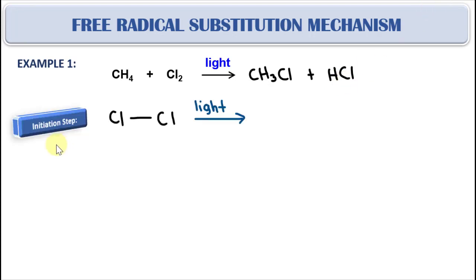The initiation step involves the homolytic cleavage of halogen molecules by the presence of light or heat as the source of energy to form the free radicals. The sigma bond in the chlorine molecule will break symmetrically and each chlorine atom will get one unpaired electron. So this is how the radicals of chlorine form.